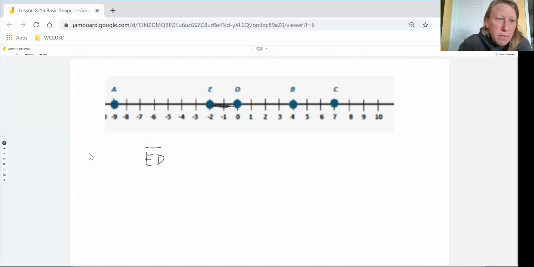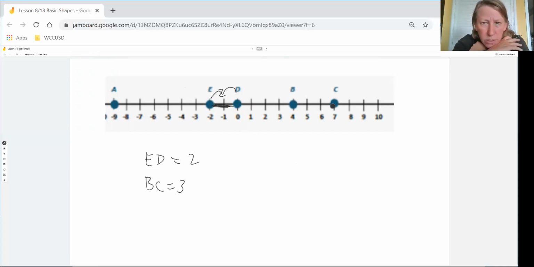If I want to find the measure of line segment ED, I can straight up count it: 1, 2. Line segment ED is 2. It has a number that's 2. Its shape is the set of points from here to here, and the number that goes with that shape is the number 2. Okay, what's the next biggest line segment on here? Maybe BC, 1, 2, 3. BC equals 3.